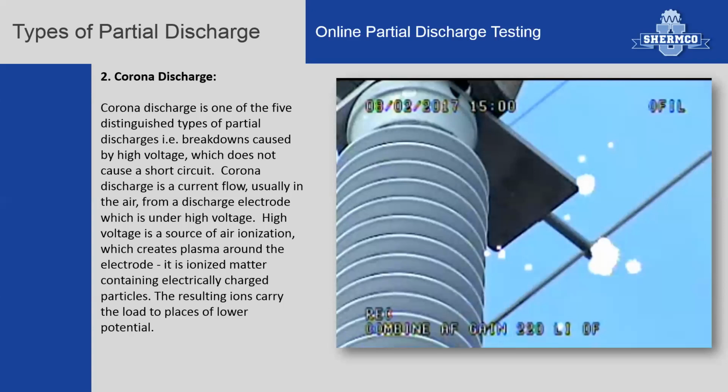High voltage is a source of air ionization, which creates plasma around the electrode. It is ionized matter containing electrically charged particles. The resulting ions carry the load to a place of lower potential. The discharge is invisible in the daytime. Typically, it's in the form of ultraviolet radiation, which normally we will not be able to see with the naked eye in the daytime. In evening conditions or blackout conditions, possibly we might be able to detect some of the corona as a blue-violet afterglow that we might see radiating from the tips of bushings in a substation yard.